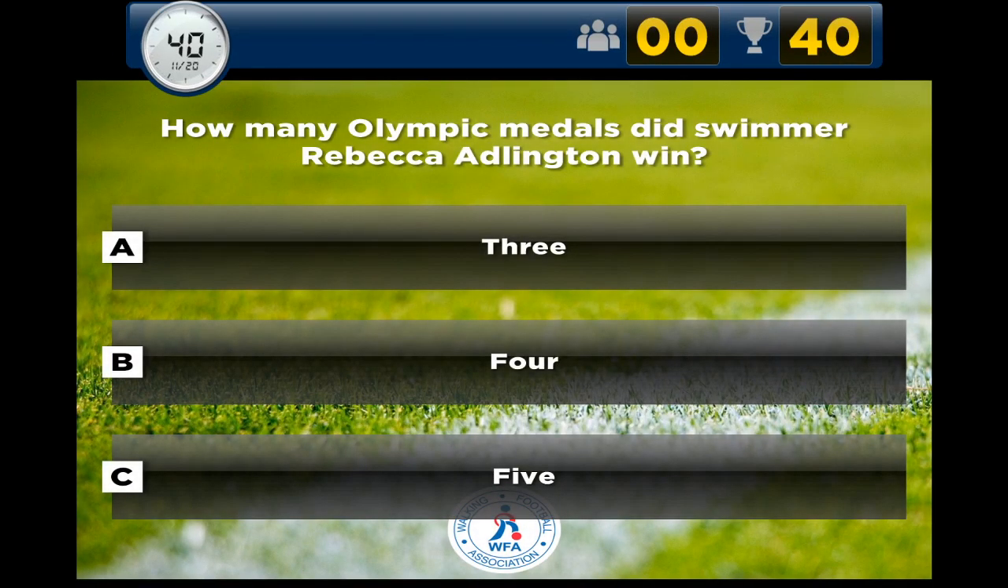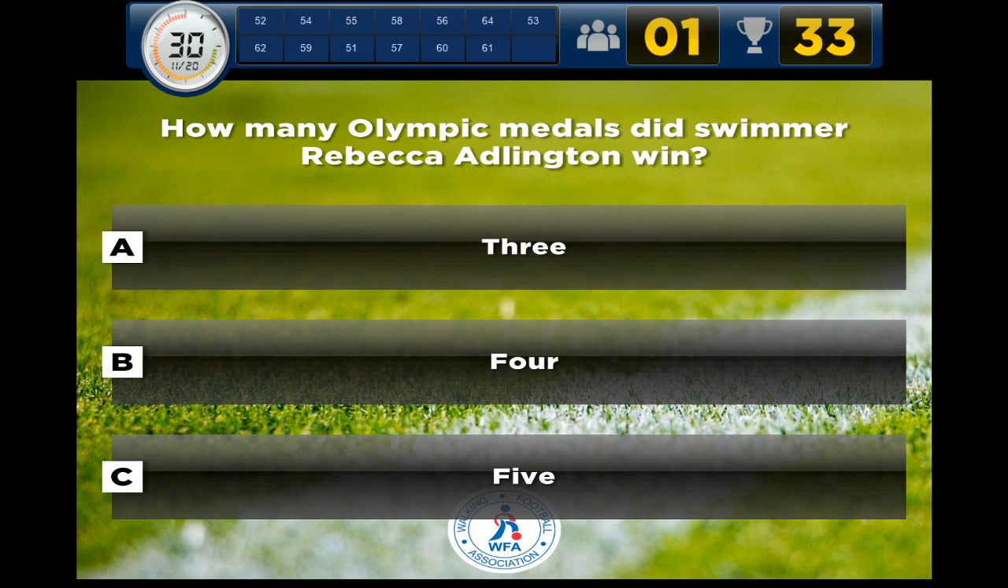So how many Olympic medals did swimmer Rebecca Adlington win? Was it 3, 4 or 5? We were looking for the total number of Olympic medals won by the swimmer Rebecca Adlington. Either 3, 4 or 5.